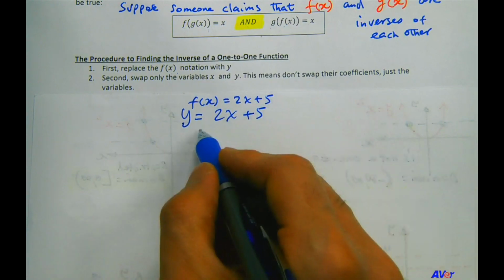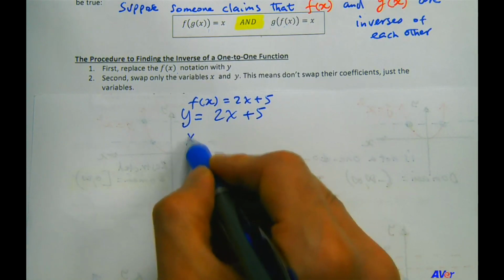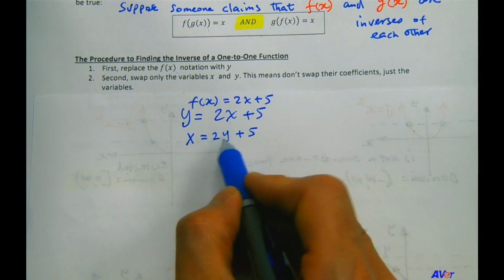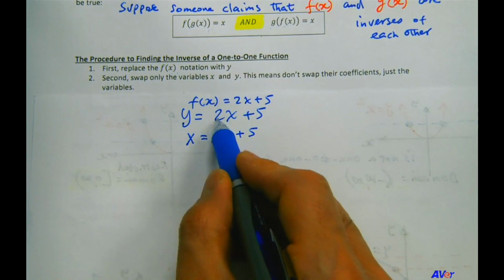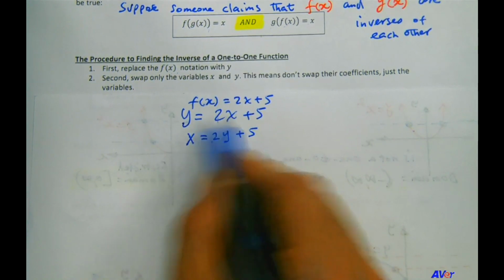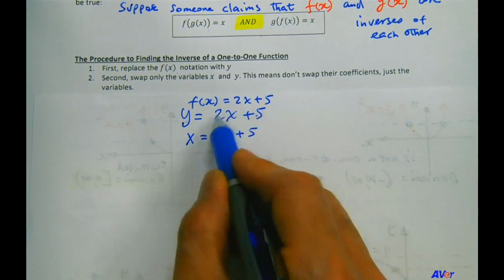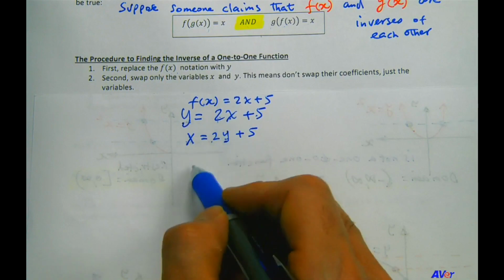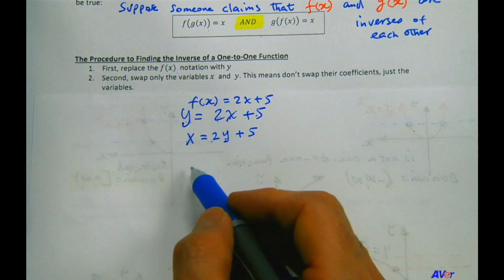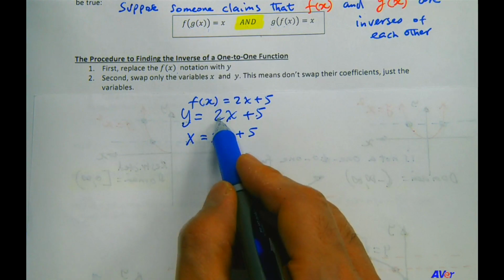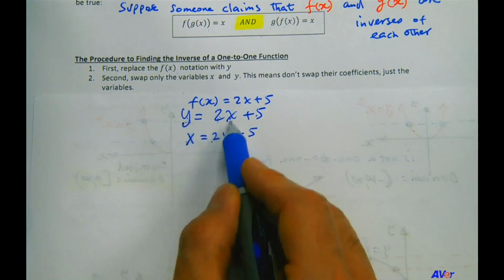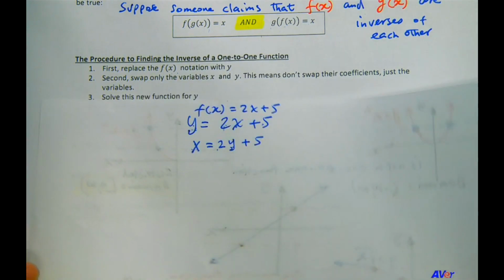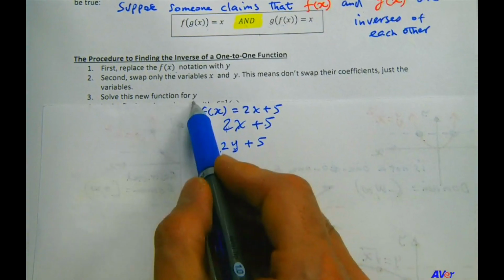So the next step would mean I will simply say x equals 2y plus 5. Notice that the 2 stayed where it was. Only the variables got swapped. The numbers stayed where they are. Only the x and y swapped spots. That's what that second item means. The 2 stayed where it was, just the x was swapped and the y took its place. And then third, solve this new function for y.